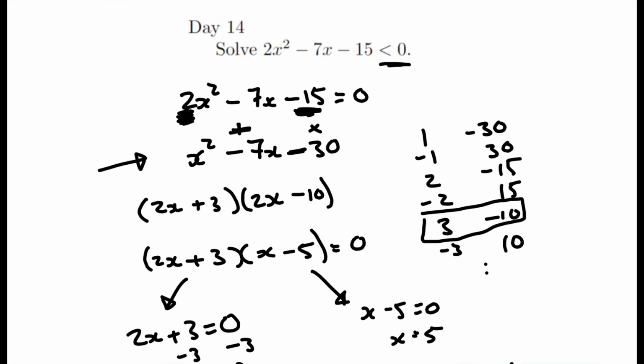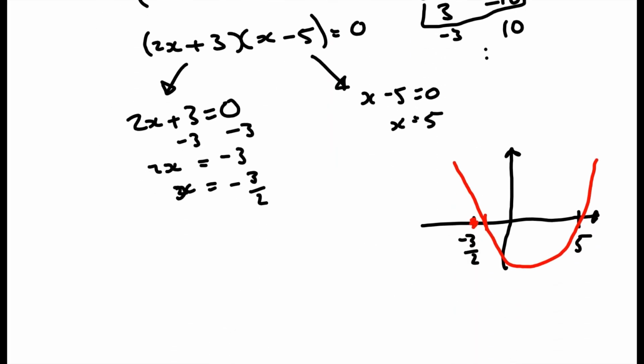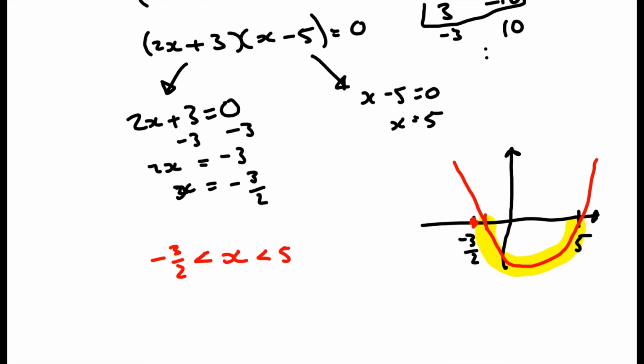Now the question asks, when is this expression less than 0? So I'm looking for the bit where it's less than 0. So I'm looking for the bit here, which is below the x-axis. So I want when x is less than 5, but when it's bigger than negative 3 over 2. And as our question didn't have any equals bit below the inequality, it won't have them here.